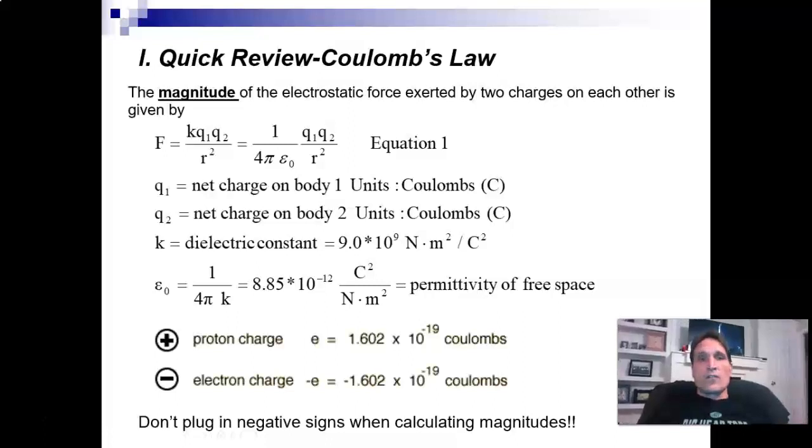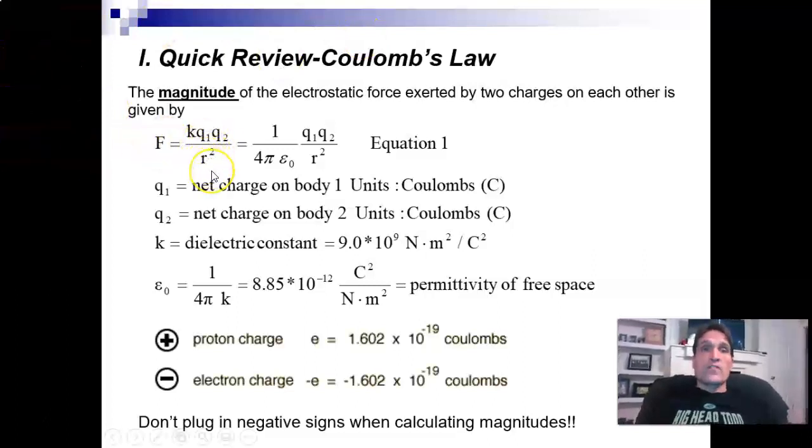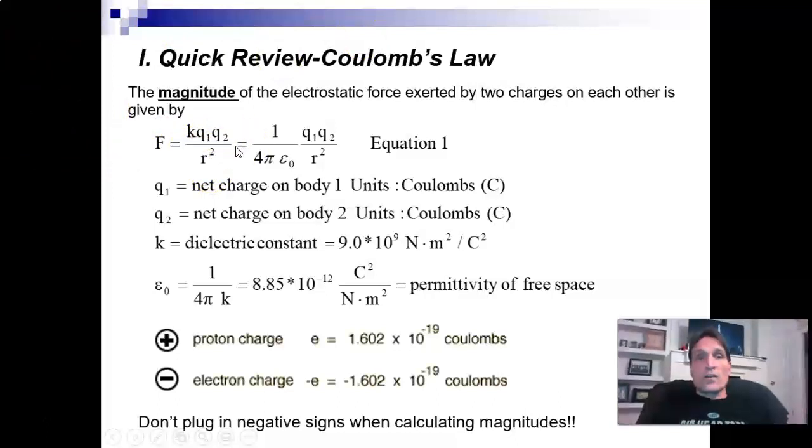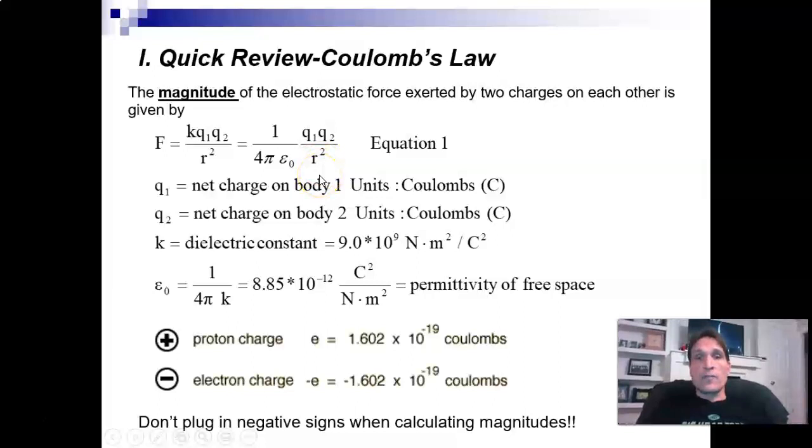So remember yesterday we discussed that we can calculate the force if I have two charges, Q1 and Q2, and these are the net charges on each body. And if they're separated by some distance r, we can use Coulomb's law to calculate the magnitude of the force. Remember, we don't put the signs in, just the magnitudes of Q1 and Q2. And if r is their separation, we can get the magnitude of the force acting on the two bodies.